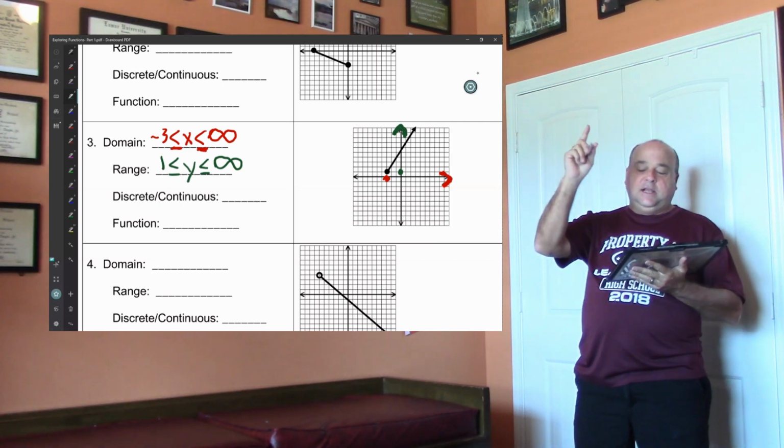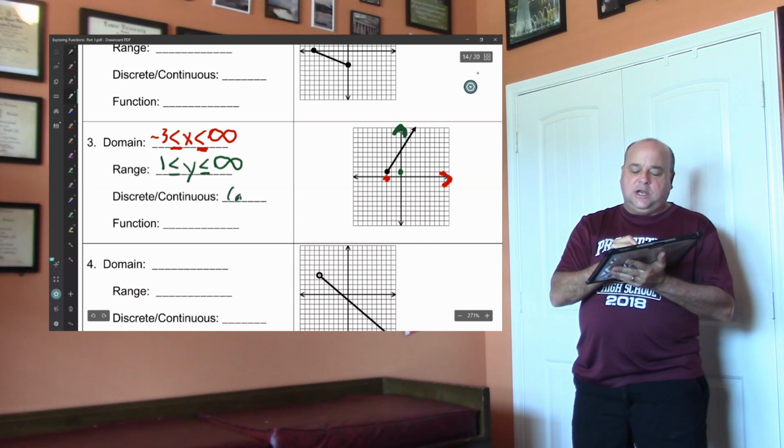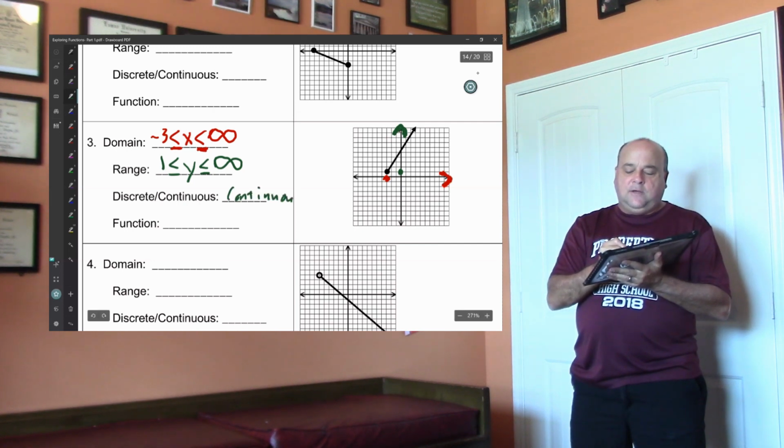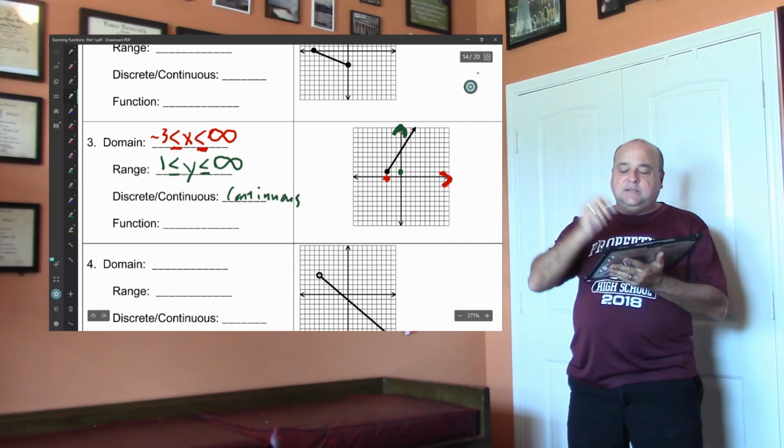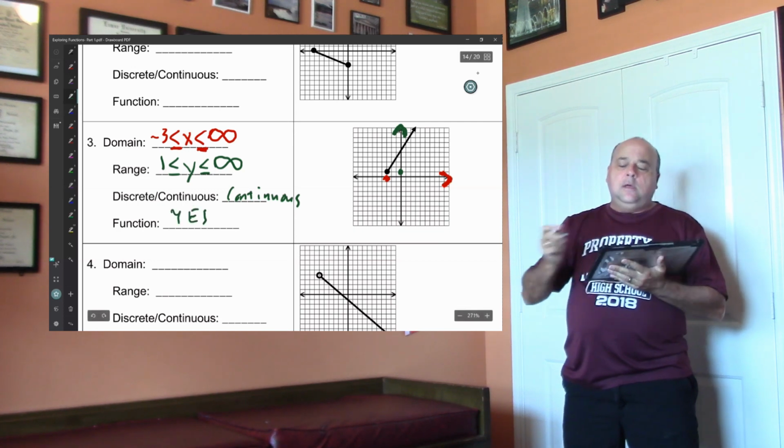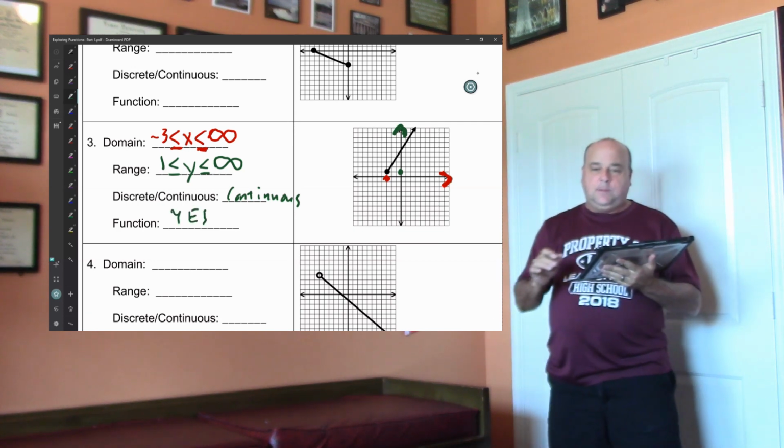Now then, is it discrete or continuous? It is continuous. It's only discrete if it has just dots. And then, is this a function? Yes. Because the x values do not repeat.